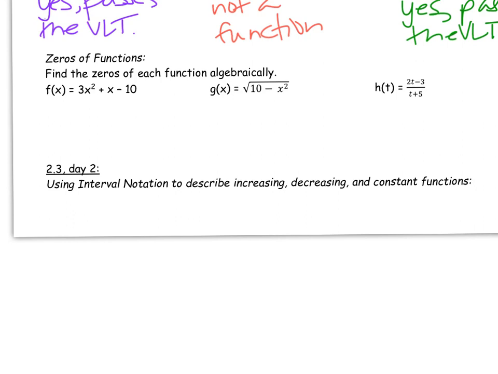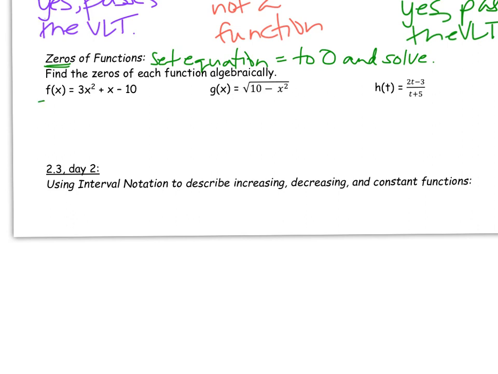When you're asked to find zeros of a function, we've done this before. All you do is you set your equation equal to 0 and solve. So there's nothing new here. We've done this with linear and we've done this with quadratics. No matter what type of polynomial function or equation you're given, you can find zeros by applying this rule.